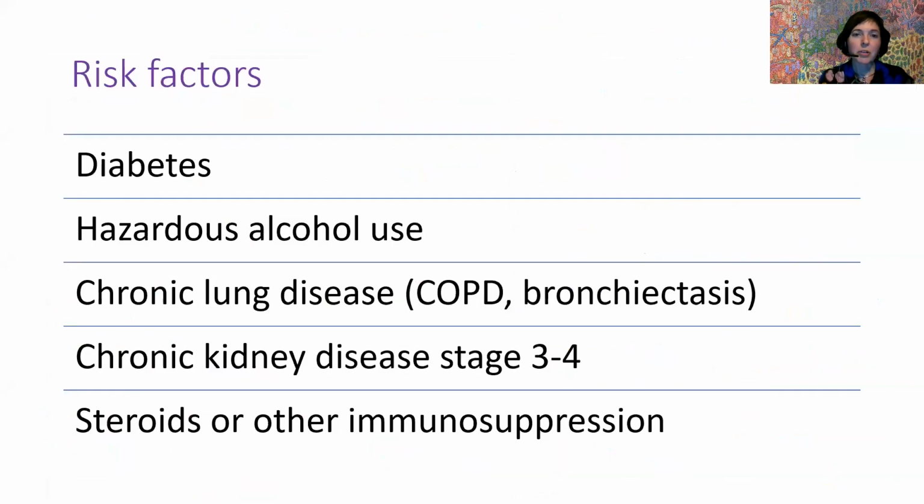In terms of what we're talking about when we talk about risk factors, we're really referring to diabetes, hazardous alcohol use, chronic lung disease, chronic kidney disease of stage 3 or more, and steroids or other immunosuppression. That's because these are what have been identified as being the key risk factors for Burkholderia pseudomallei serious pneumonias. And they also happen to be the risk factors for Acinetobacter baumannii, which we also see as a community-acquired pneumonia.